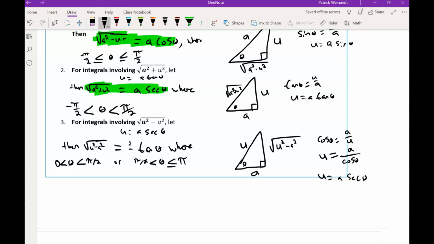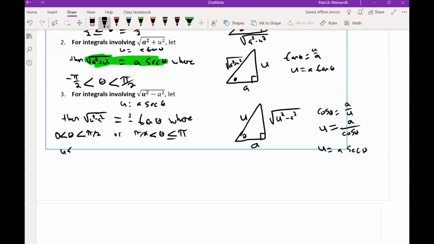Now you want to use the positive value of that statement if u is greater than a. And then you want to use the negative value if the opposite is true. Use the negative value if u is less than negative a.